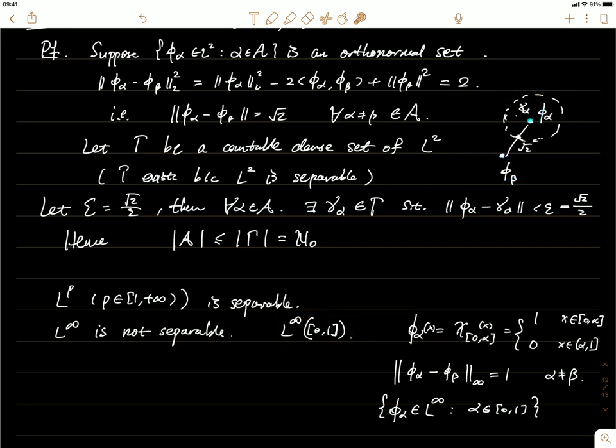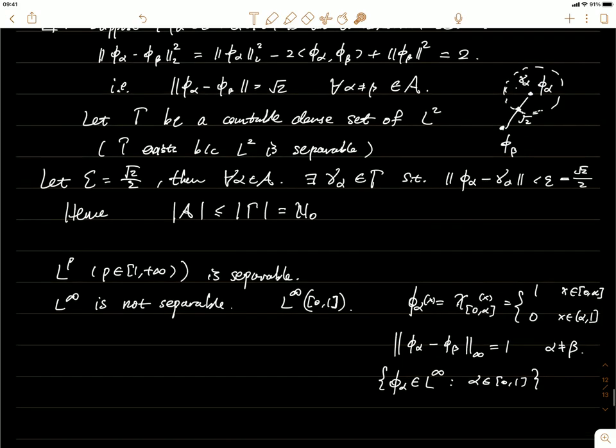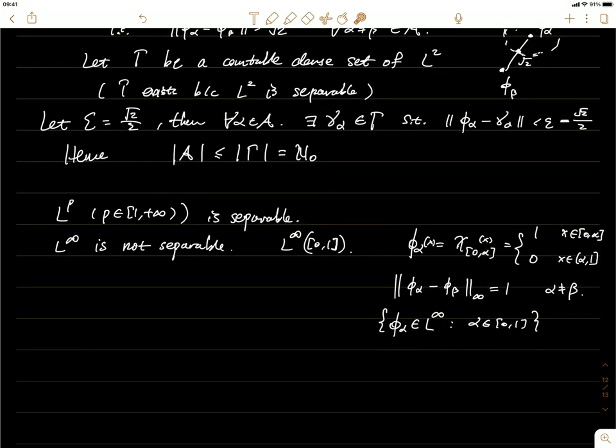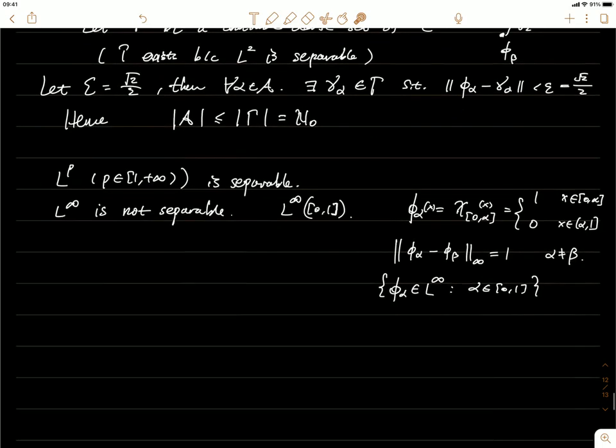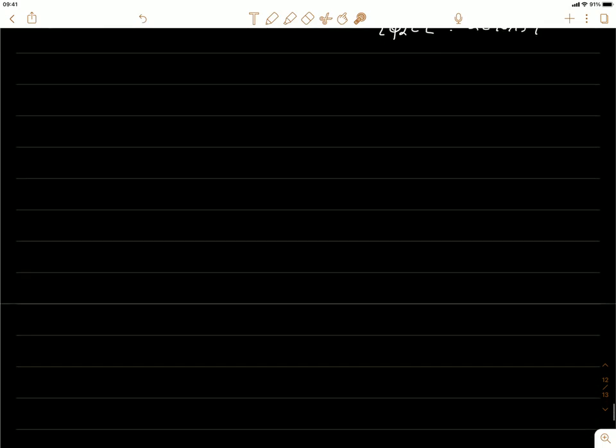That means the cardinality of this set is less than or equal to the cardinality of that countable dense set, which is countable, which is aleph 0. But the size of this set here is uncountable. So that's where the contradiction is. This implies that R infinity is not separable. And that proof technique is pretty similar to this one.